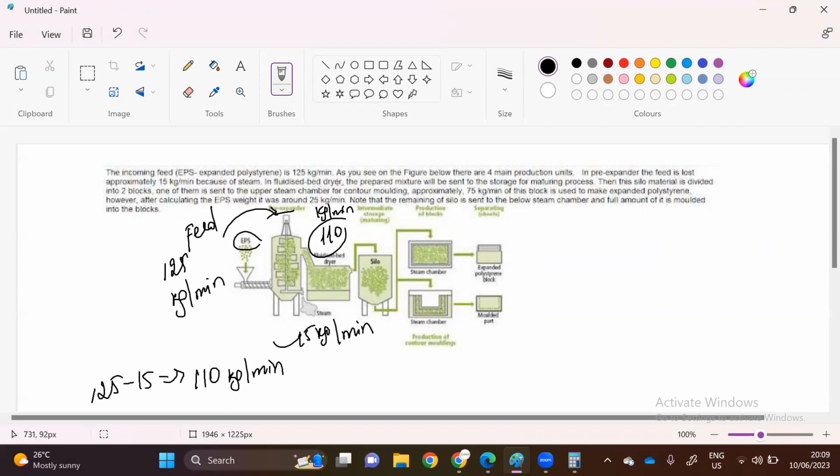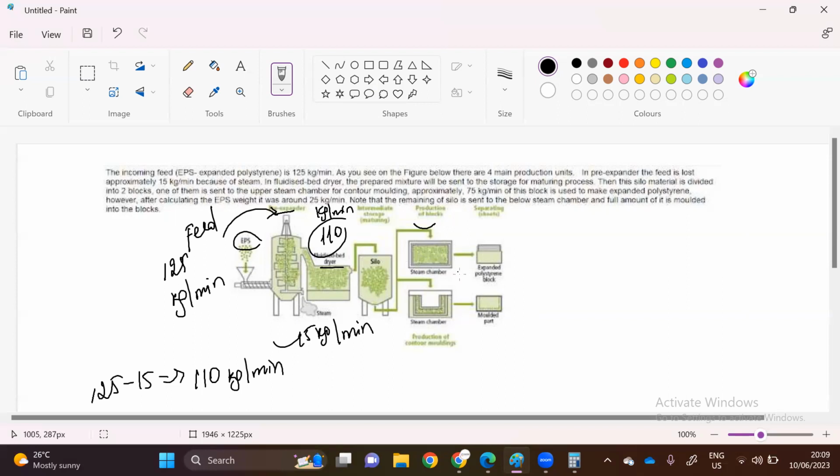Next, in the fluidized bed dryer, the prepared mixture will be sent to the storage for maturing process. So the next step is the maturing process. Then the silo material, in this maturing process storage tank, is divided into 2 blocks. This is like a splitter. The silo material outlet stream will be split into 2 parts: the above, production of block steam chamber, and the below steam chamber, which is again production of some contour moldings. Both of them are production blocks, but the first one is above and the second one is below. And we say that this is like 2 blocks.